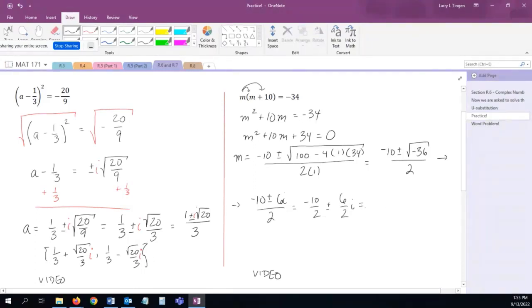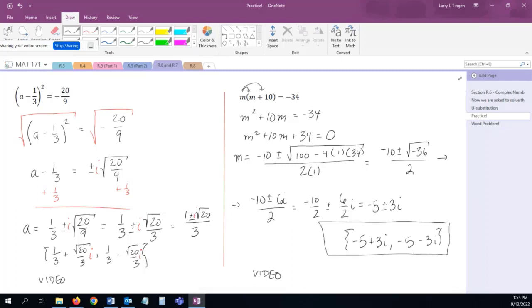And then there's actually division for both of these. Negative 10 divided by 2 is negative 5. 6 divided by 2 is 3. And my solutions are negative 5 plus 3i, negative 5 minus 3i. And there we go.